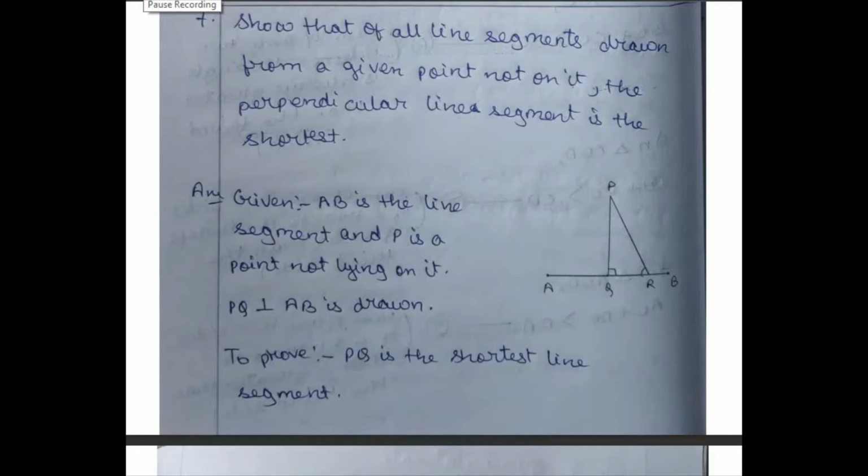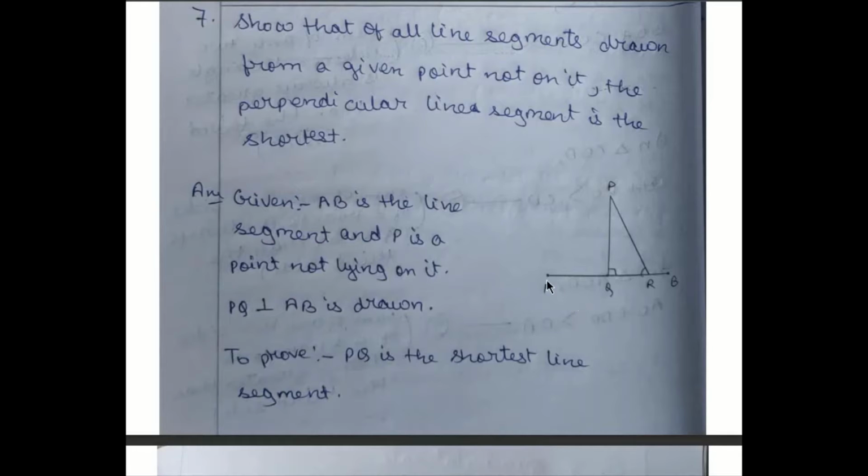Hello class 9 students. Today I will teach you exercise 7.4 question number 7. Show that of all line segments drawn from a given point not on it, the perpendicular line segment is the shortest.